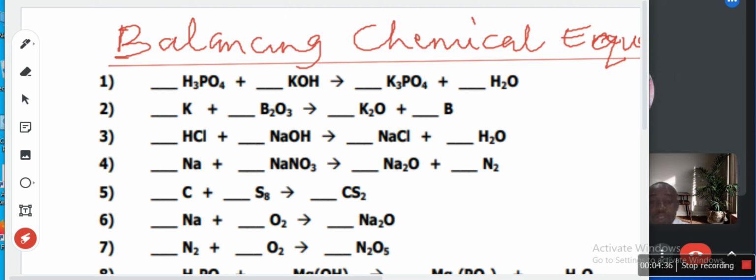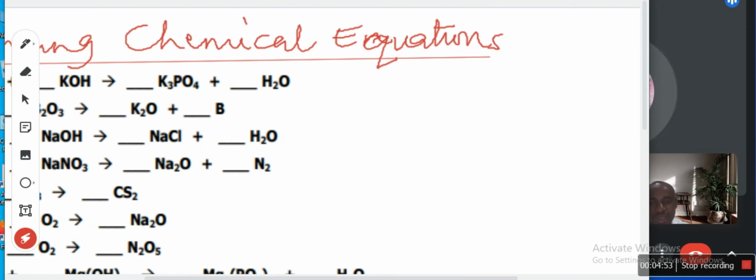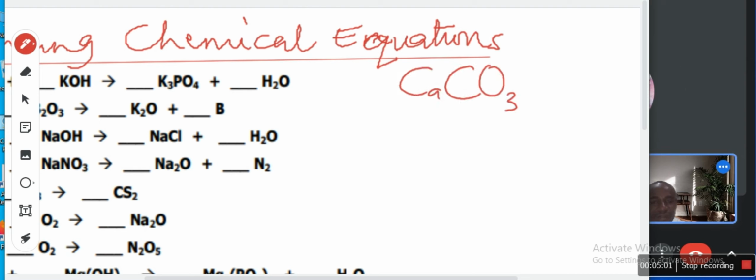Alright, so what we do is, on the reactant side, we will count the number of hydrogen atoms. But first of all, you need to understand what I mean by the number of atoms in each case. So I will use this to illustrate. If I have CaCO3, how many oxygen atoms do you have here? You have 3 oxygen atoms. How many carbon atoms do you have?